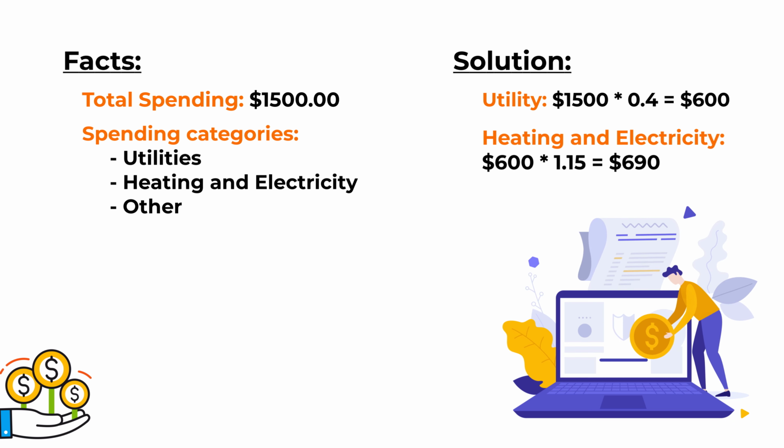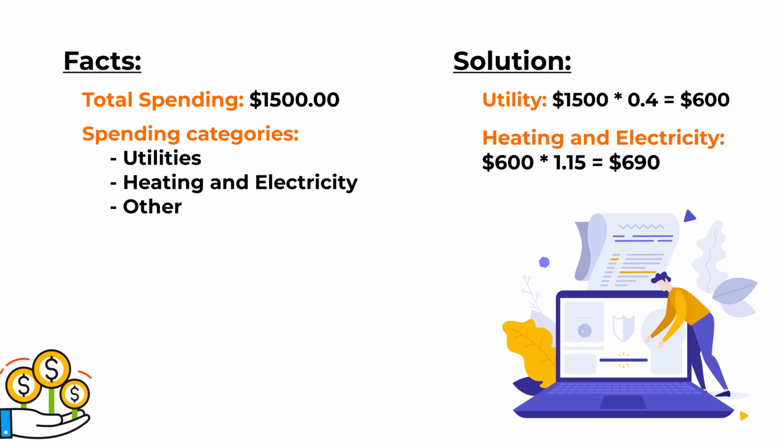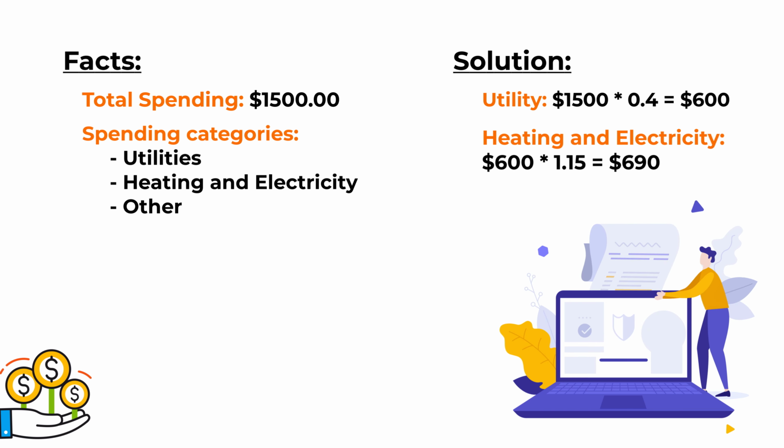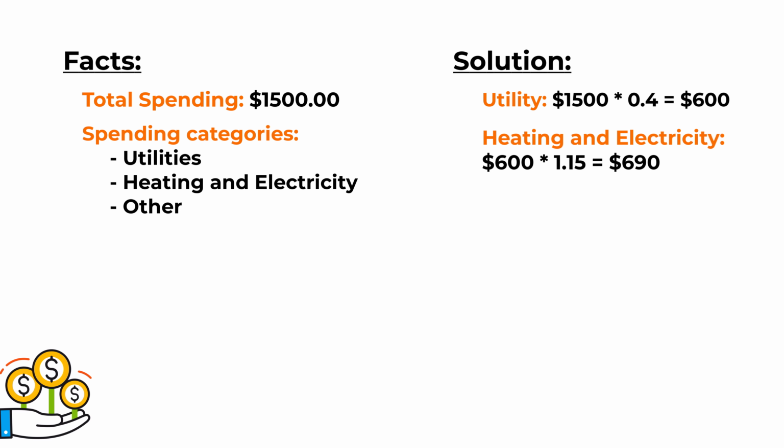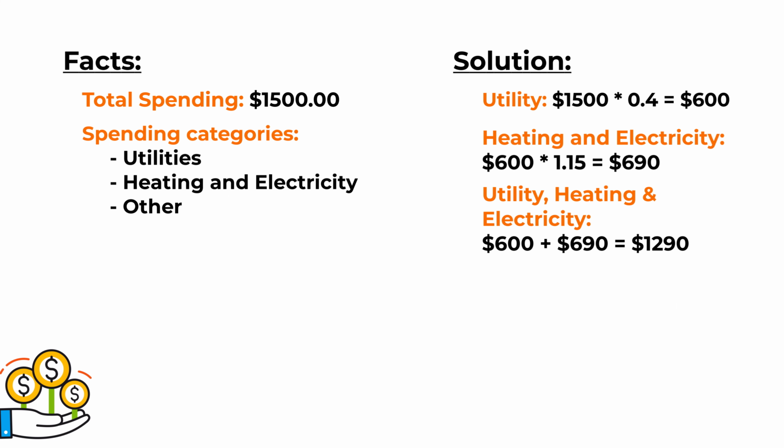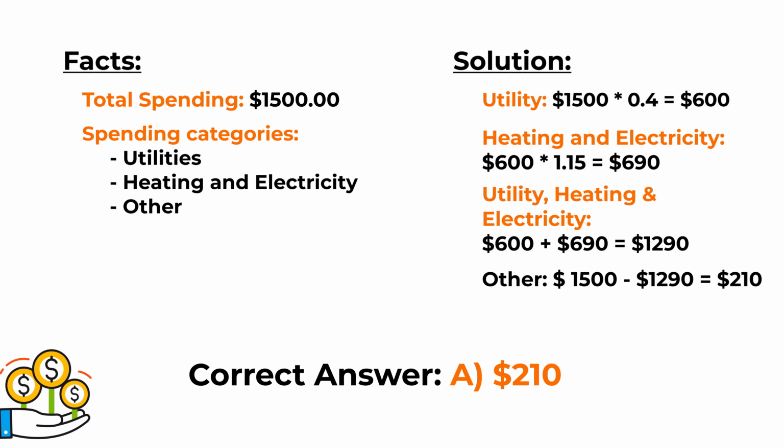Heating and electricity bill is 15% more than utility spending. So to calculate heating and electricity, we need to multiply 600 by 1.15, and the end result of this would be $690. To calculate utility, heating, and electricity spending together, we need to add 600 and $690, and the end result of this calculation will be $1,290. So the other spending category would be calculated as a subtraction of $1,290 from $1,500 and would be equal to $210. So the correct answer here is choice A, $210.